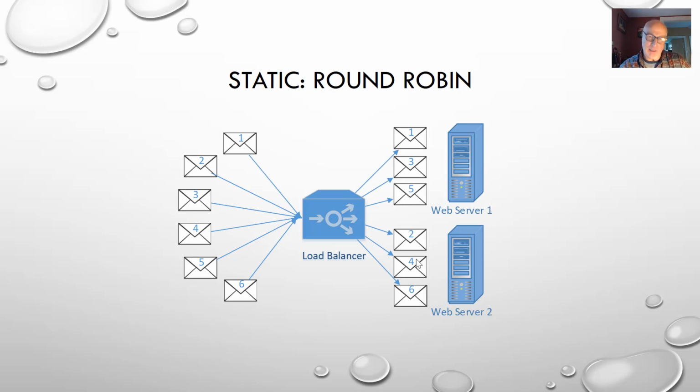So we've got 2 web servers here. I wasn't explaining this well. We've got 2 web servers back here. And so the first connection comes in and gets sent to web server 1. Second connection comes in, the load balancer looks at it and sends it to web server 2. Third connection comes in and goes back to web server 1. Fourth to web server 2, and so on and so forth.